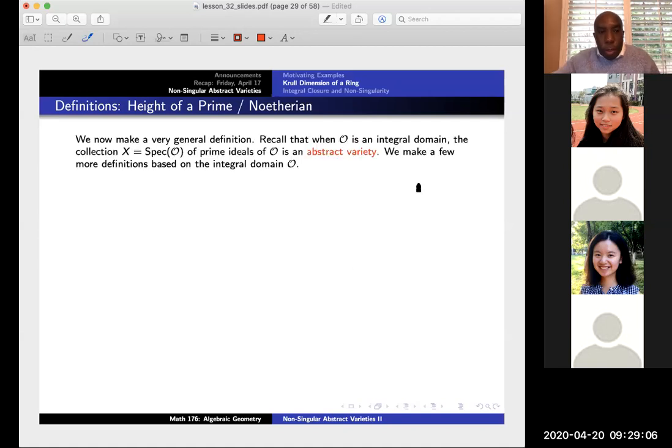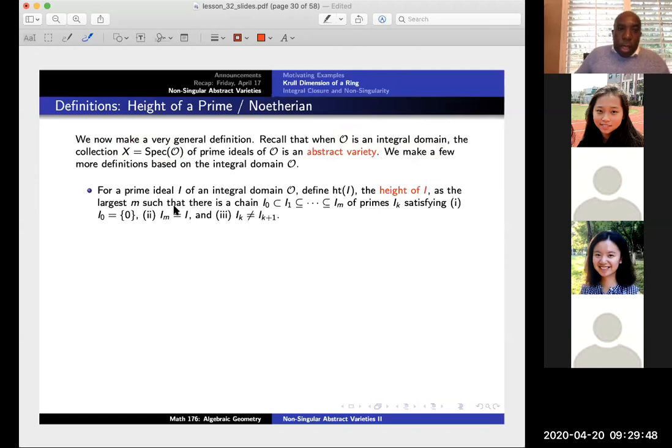Remember, when O is an integral domain, then we define an abstract variety as spec of O. That was part of our definition of an abstract variety. So the philosophy now is to ask how the properties of our integral domain translate into properties of the abstract variety. That's the whole idea. So we're going to take a look at different properties of integral domains and then eventually use those properties to write down fancier definitions for our variety.